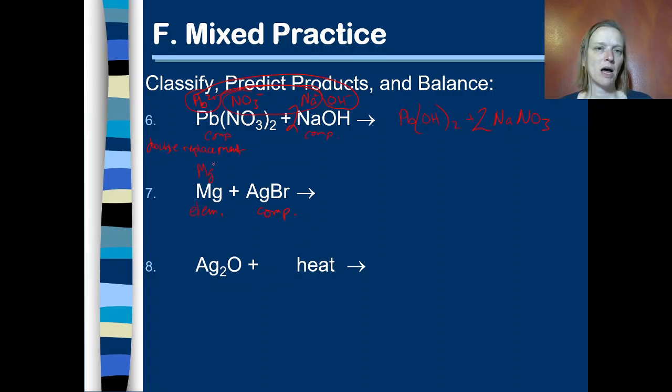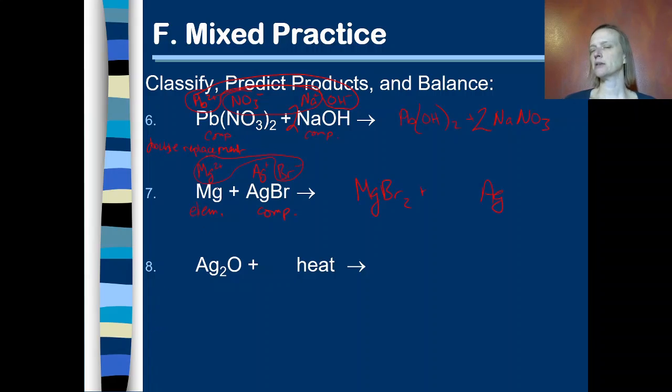Magnesium is going to form ions with a charge of +2. Silver ions start with +1 and bromide ions start -1. So the magnesium is going to pair up with the bromide to make a new compound, magnesium bromide. And the silver is going to be off on its own.